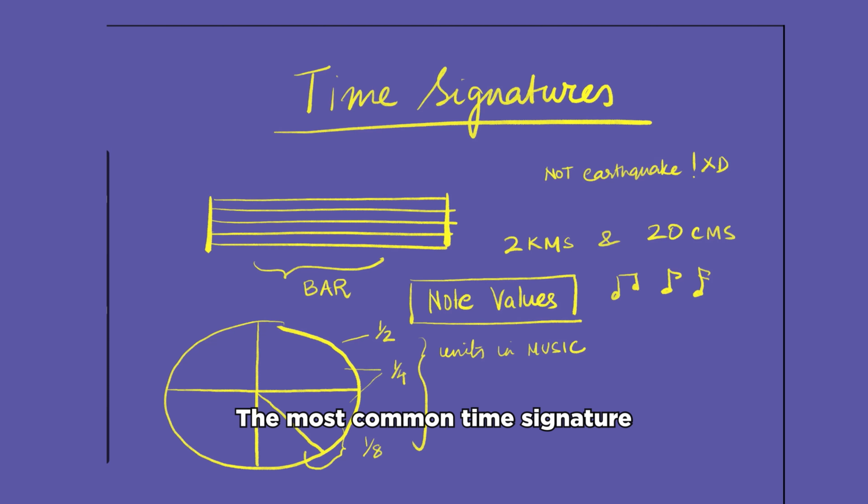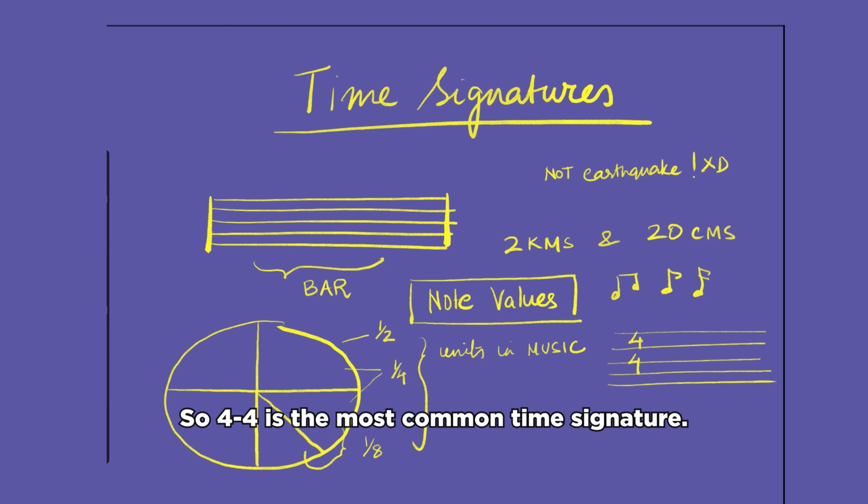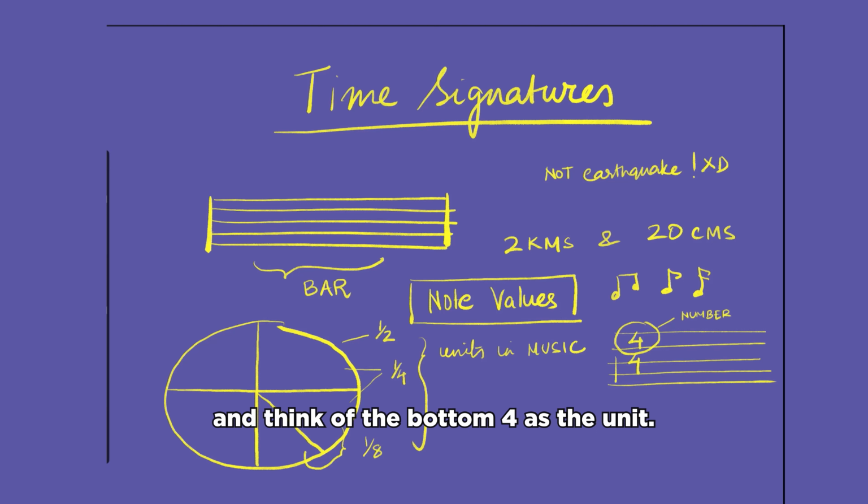The most common time signature that you would encounter is the time signature 4/4. Now a lot of people refer to this as four over four, and just to clarify, this is not a fraction. It is two numbers. So 4/4 is the most common time signature. Think of the top number as, quote unquote, the number, and think of the bottom 4 as the unit.